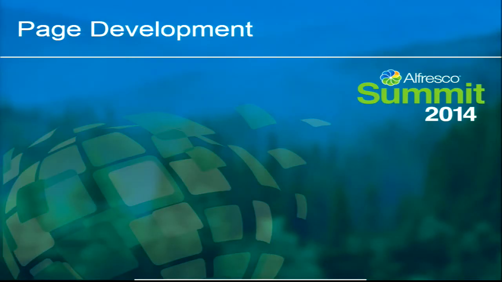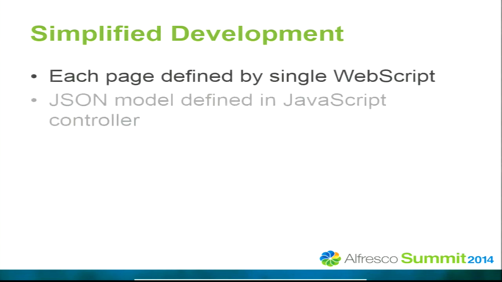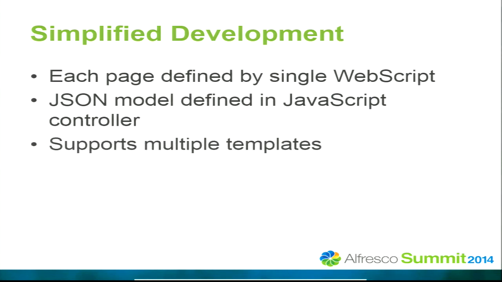So, developing pages. This is kind of, again, simplifying the page model. No more Surf pages, no more templates, no more regions, no more components. You need a web script. Your web script only needs to really have a JavaScript controller. That's where you define your JSON model. The HTML template is really just a single line of boilerplate, and the descriptor only needs to have the URL that is going to map to that page.